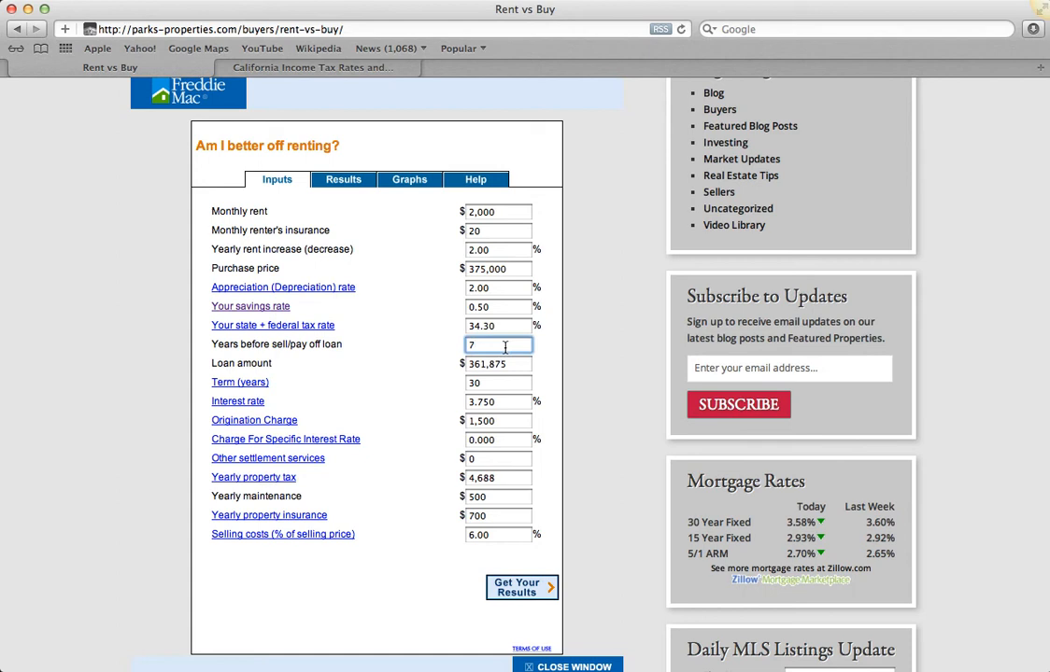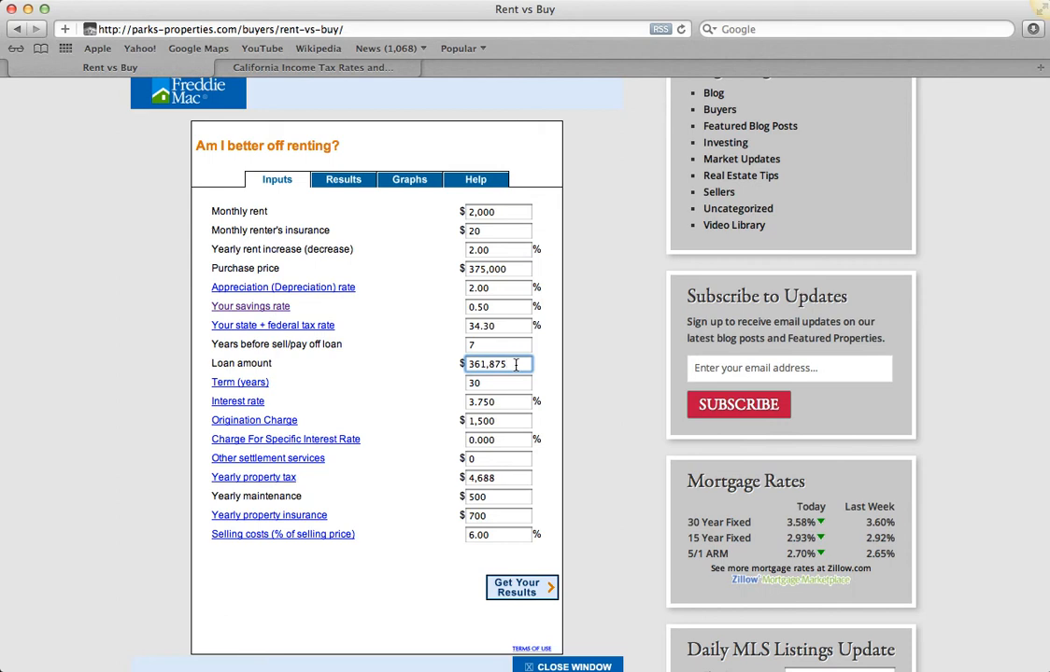We're going to do this comparison based off a 7-year term. Loan amount: he's a first-time home buyer, so it's going to be an FHA loan with 3.5% down. So you'll take your purchase price times 0.965. That will be your new loan amount. And it's going to be a 30-year term. Interest rate is going to be 3.75% as of today.